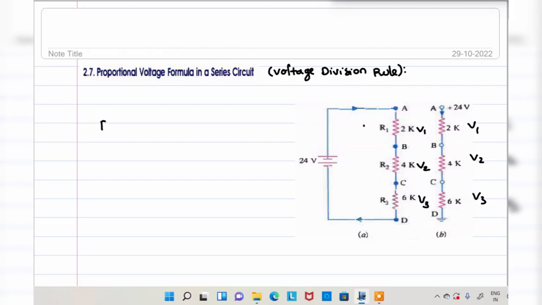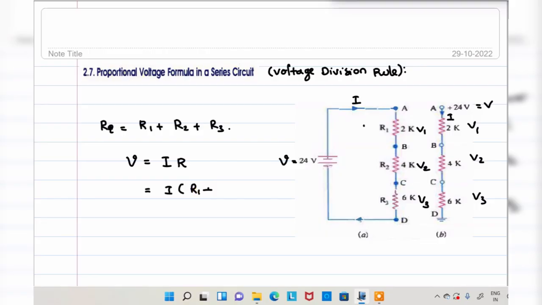Now, what about the total equivalent resistance? Total resistance RT is equal to R1 plus R2 plus R3. Okay, fine. So what about the total voltage V? Current is the same, total current I is flowing. So total voltage V is equal to total current, that means the same current, into total resistance. So V is equal to I into (R1 plus R2 plus R3). Let's consider this as equation number 1.